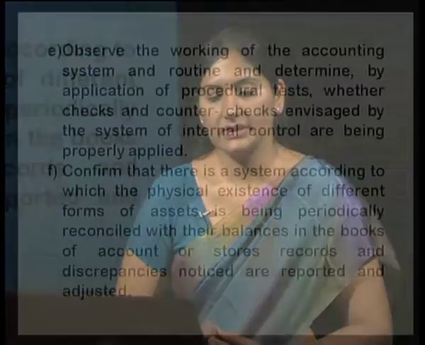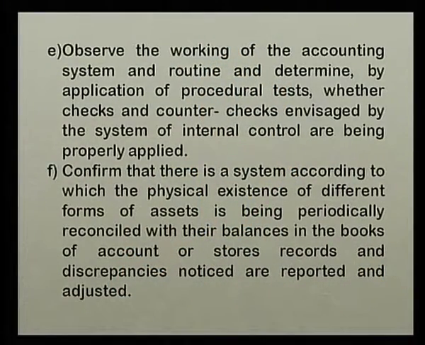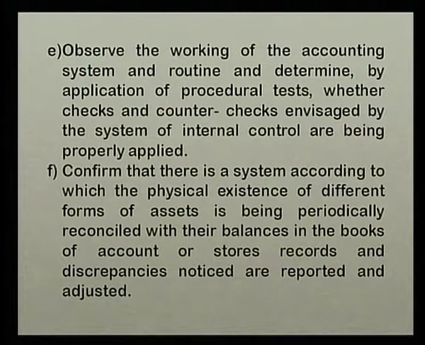Then is confirming whether there is a system according to which the physical existence of different forms of assets is being periodically reconciled with their balances in the books of accounts, or stores records, and discrepancies noticed are reported and adjusted. It should be seen that there is a system according to which the physical existence of different forms of assets is being periodically reconciled through the books. It is not only the entry aspect which is there, but physically they are also examined, counted and tallied with the entries which have been made.